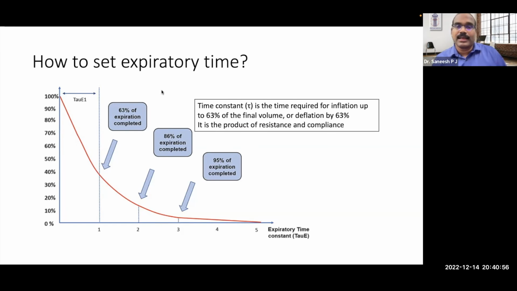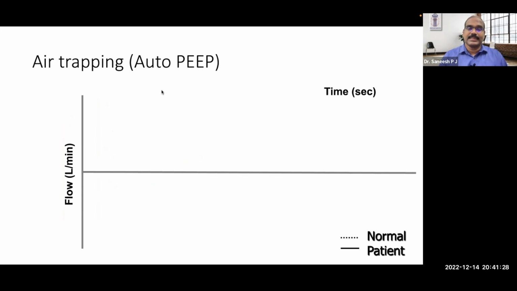There is something called time constant. Time constant is the time required for inflation up to 63% of the final volume. Or if you are on a downslope, deflation by 63%. It is the product of resistance and compliance. All of the modern ventilators will provide you values of resistance and compliance. You multiply these two values and find the time constant, and at least try to give expiratory time 3 times the time constant so as to allow enough time for exhalation.